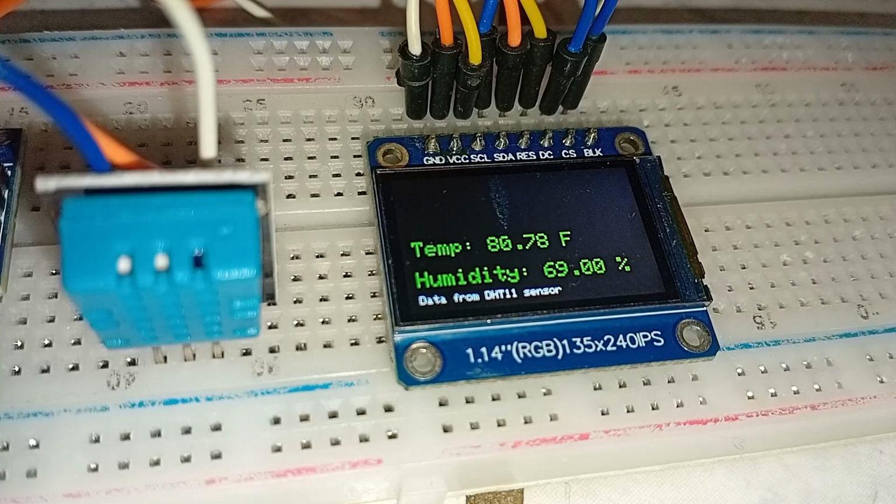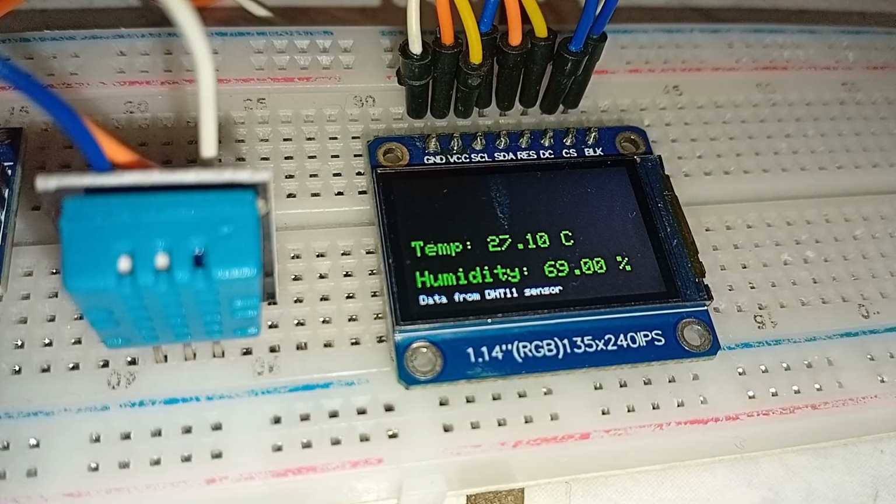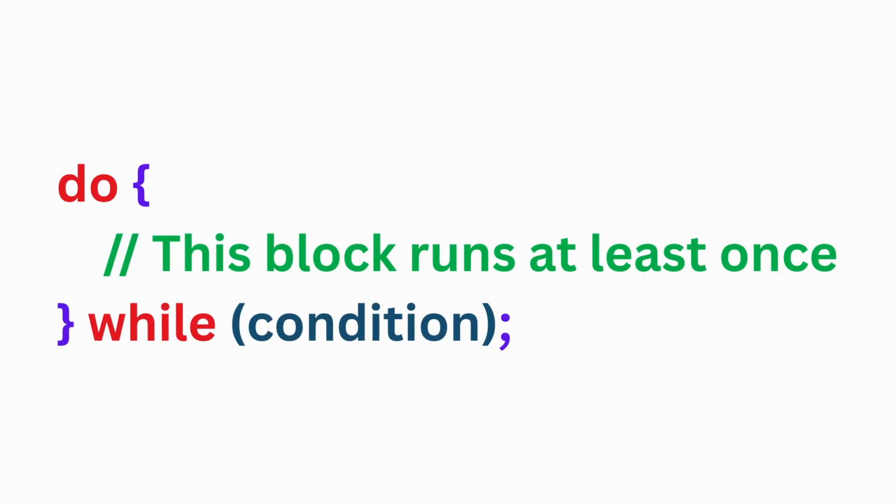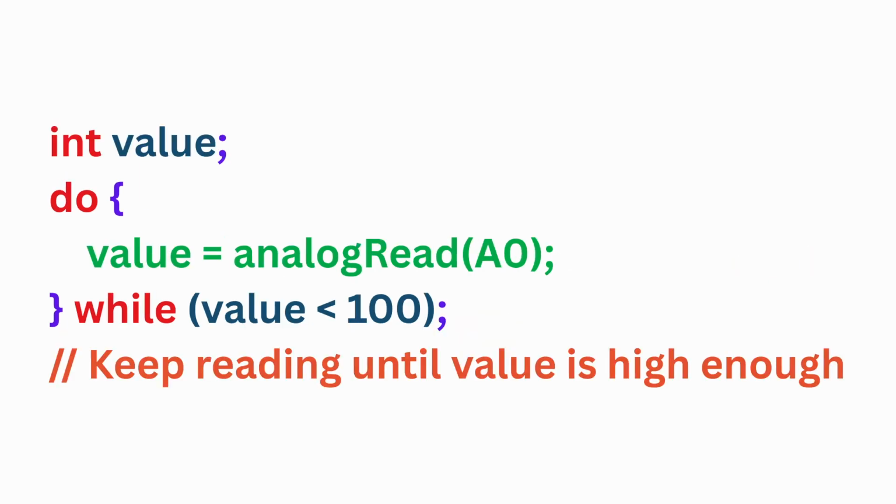There is a third and last loop structure we are going to understand. It's similar to the while loop and is called do while. This loop works like while, but it always runs the code at least once before checking the condition. The structure is this. For example, in this code, you read values from A0 and keep doing it until it becomes less than 100.